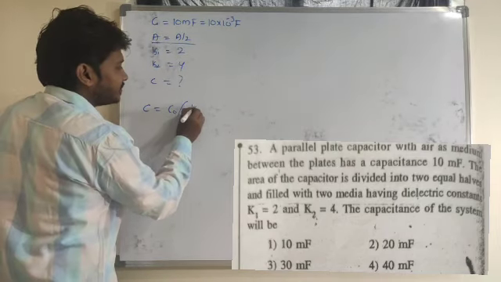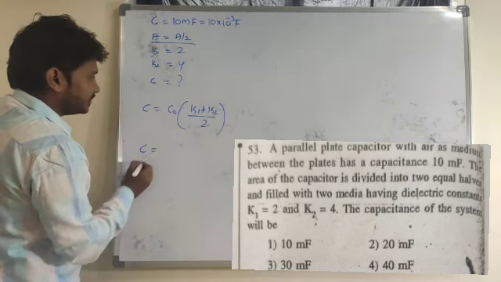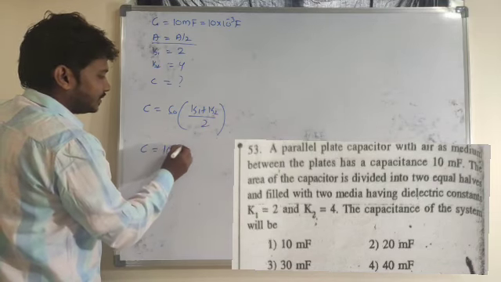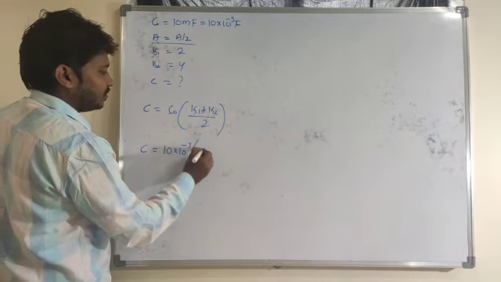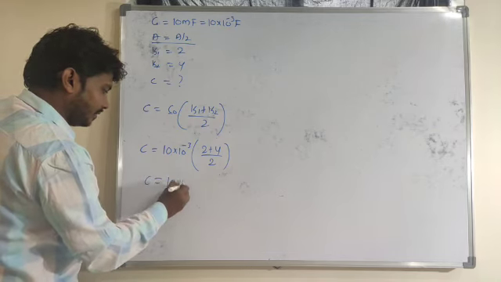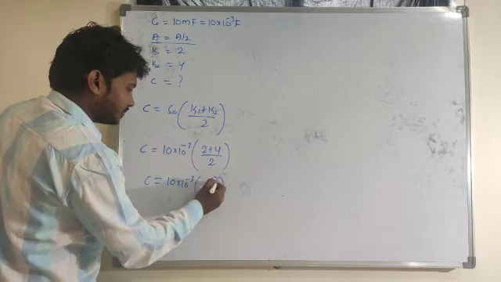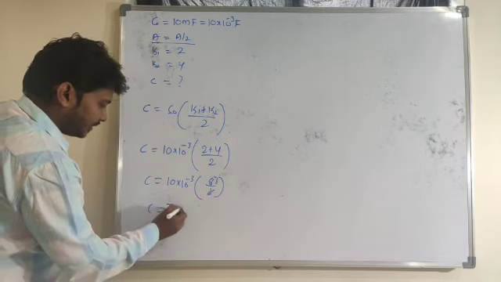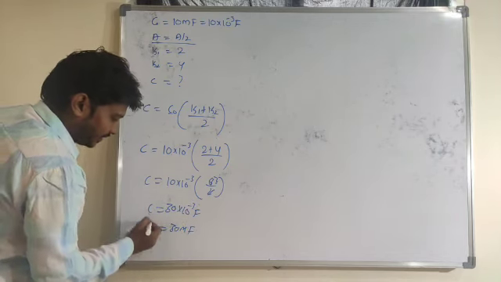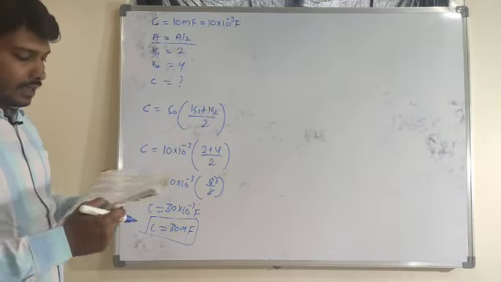So is this the equation? C is equal to C naught times K1 plus K2 divided by 2 here. The C naught value is mentioned, 10 millifarad. So 10 into 10 to the power of minus 3. K1 value is how much? 2. K2 value is 4. C is equal to 10 into 10 to the power of minus 3, 6 by 2. So 3 into 10, 30 into 10 to the power of minus 3 farad or 30 millifarad. What is the effective capacitance between the plates here? The effective capacitance between the plates is 30 millifarad here.